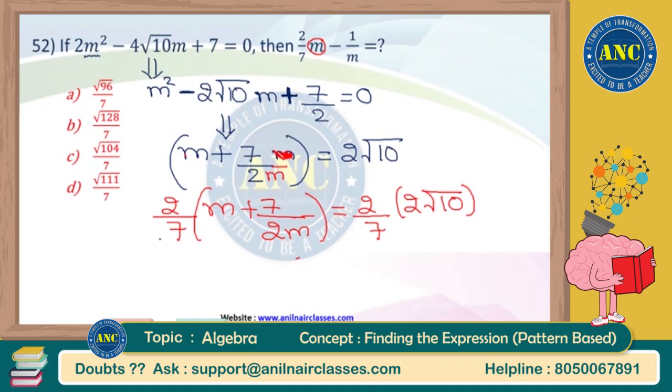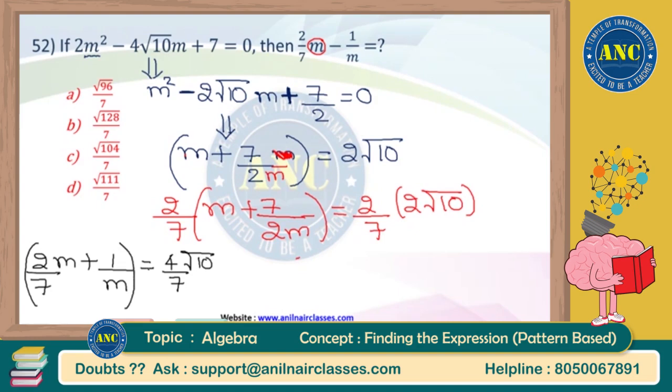So I can write this equation as 2 by 7 into m. It becomes 2 by 7 m plus 2 by 7 into 7 by 2, it is nothing but 1 by m, right? It is 1 by m. Right hand side is equal to 2 into 2, 4. It is 4 by 7 times root 10, right? 4 by 7 times root 10. Now, can I say that I know the value of 2 by 7 m plus 1 by m.